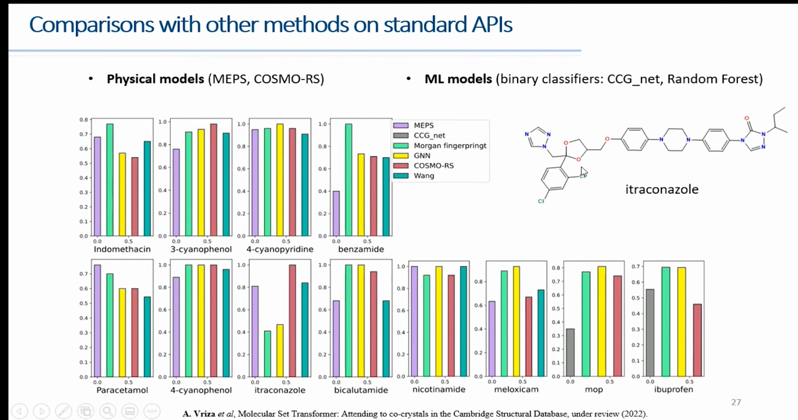What really went badly was itraconazole, which is a very large molecule, but also has very unique groups, with these nitrogen groups and aromatic rings, which is not a grouping that can be observed in the CCDC quite often.